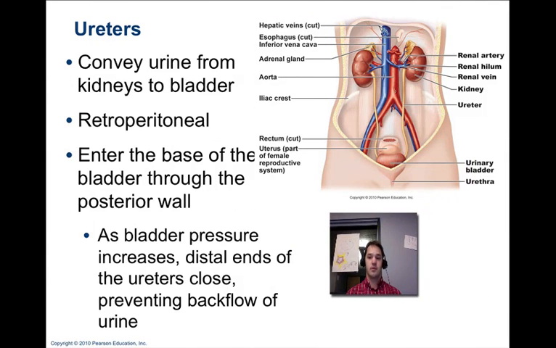So how do you pee once you've produced urine? The ureters actively convey urine from the kidneys to the bladder. They are retroperitoneal, so they're behind the peritoneum, and they enter the bladder at the bottom of the bladder through the posterior wall, which is kind of funny. But what happens is, as the bladder increases, the ureters get cut off.